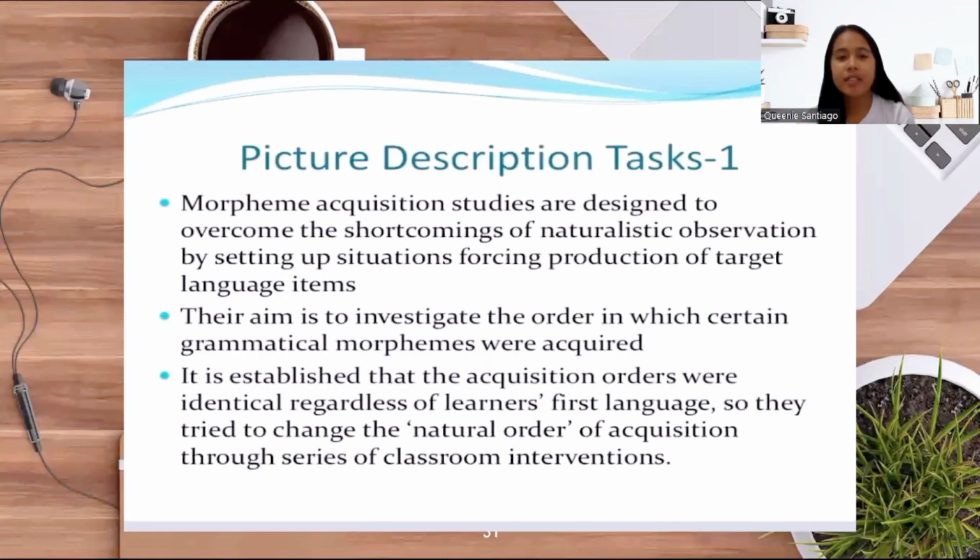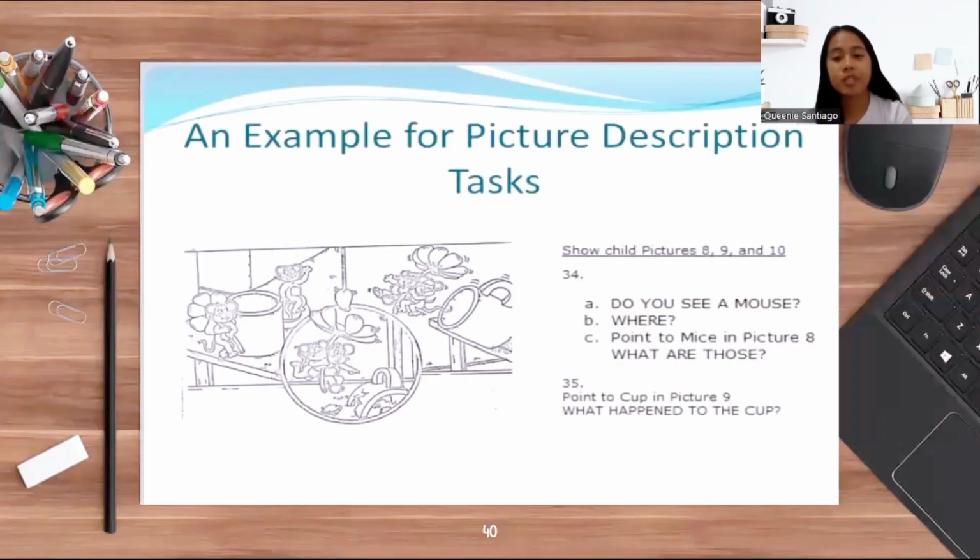Picture description test. Morpheme acquisition studies are designed to overcome the shortcomings of naturalistic observation by setting up situations forcing production of target language items. Their aim is to investigate the order in which certain grammatical morphemes were acquired, and to establish that the acquisition orders were identical regardless of learners' first language, so they tried to change the natural order of acquisition through a series of classroom interventions. An example of a picture description task.